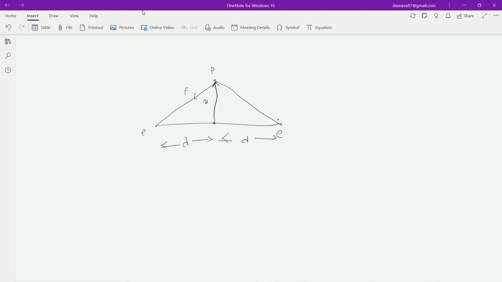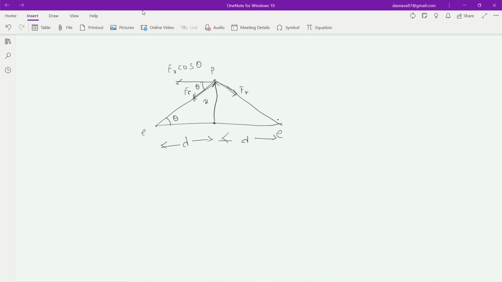That is the Fr and this the Fr, right? So this Fr will have two components. One will be Fr cos theta, if we take this angle as theta and this angle also as theta.